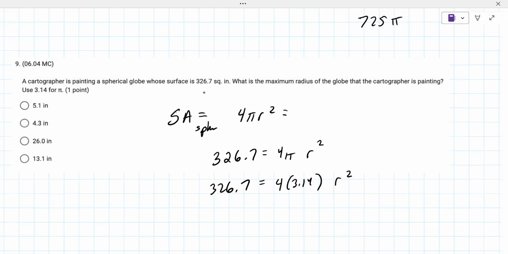So you have to be able to solve for r here. Now you could try the answers and plug them in to see if it works, but you can also just solve for r, which is pretty straightforward here.